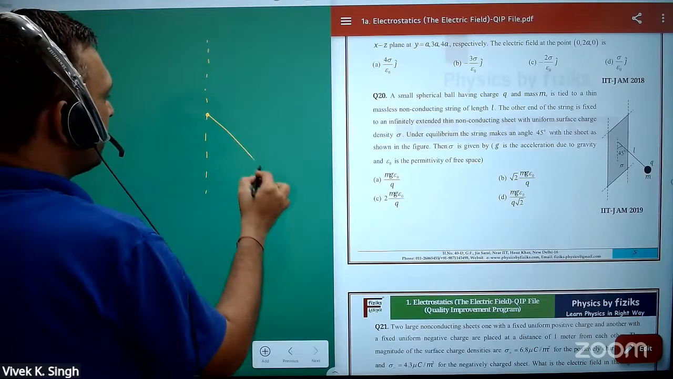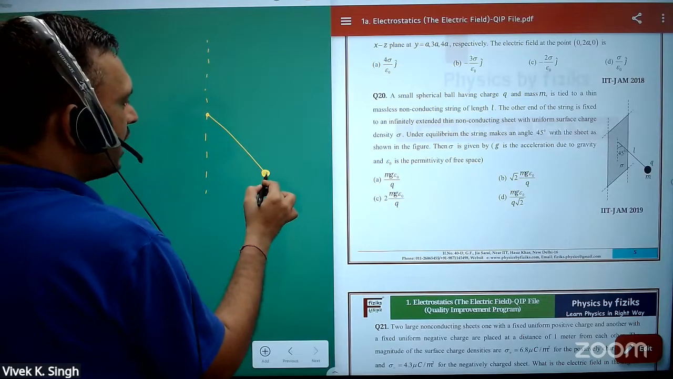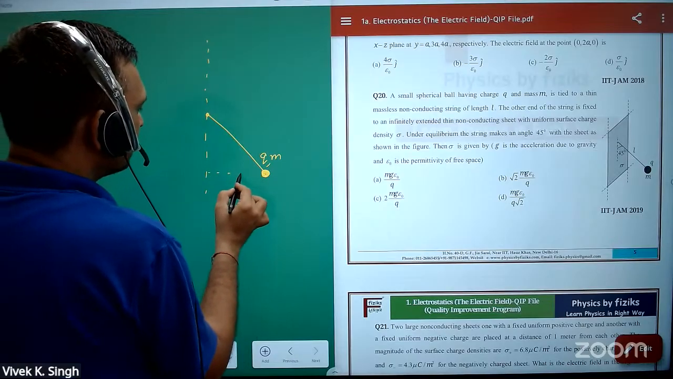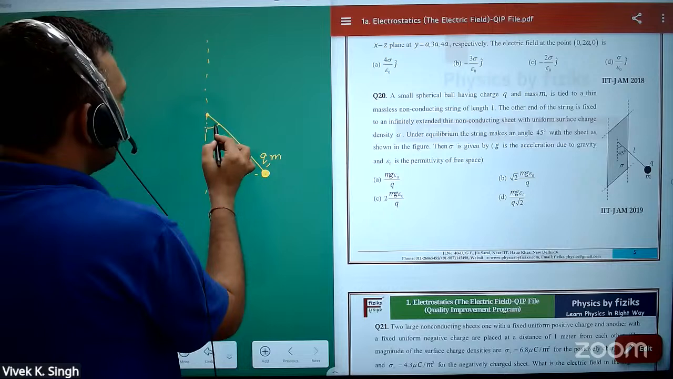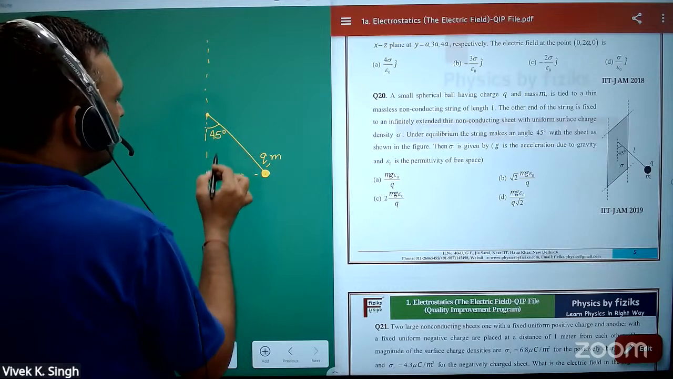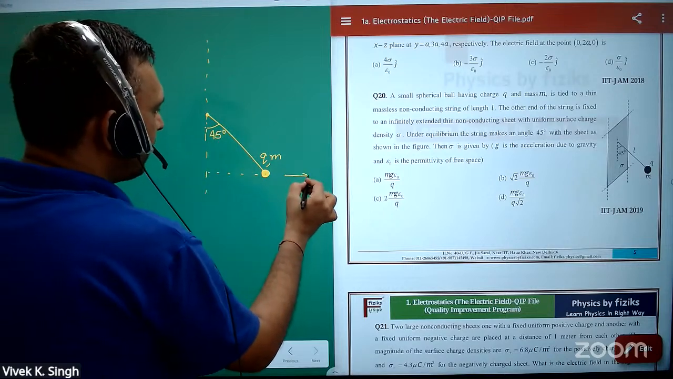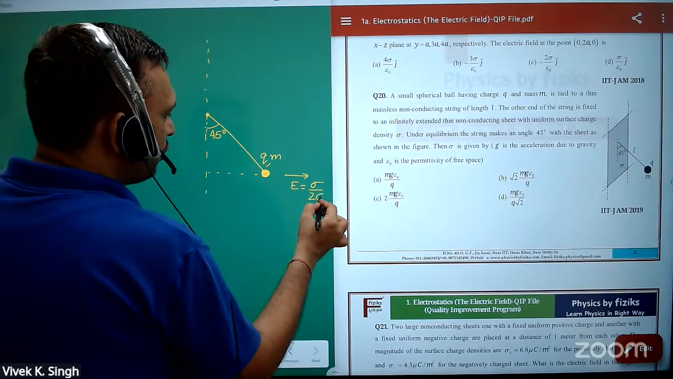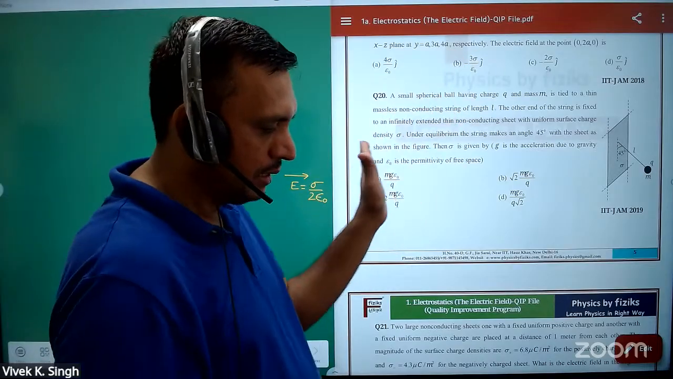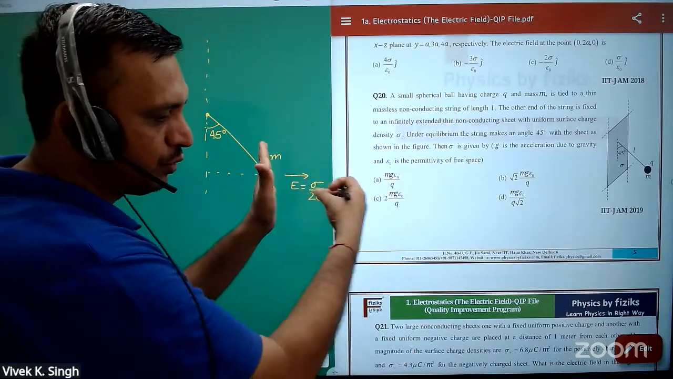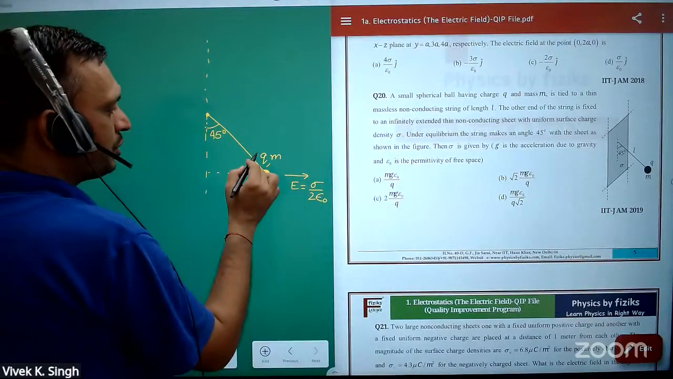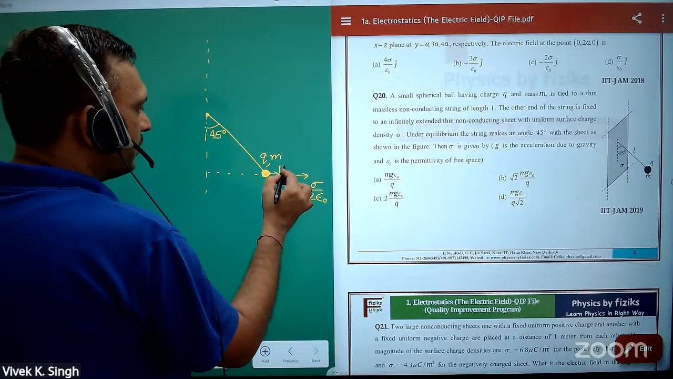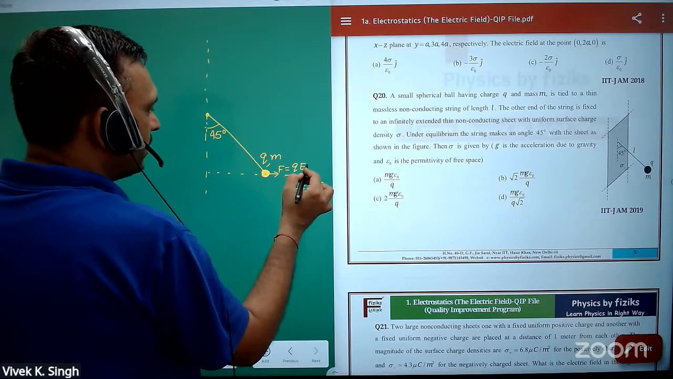So this is the string. Charge is Q. Mass is M. And this angle is 45 degrees. So what will be the electric field? Field due to an infinite sheet is sigma by 2 epsilon naught. Charge is positive, so this charge will experience force in this direction, and the force is given by Q into E.